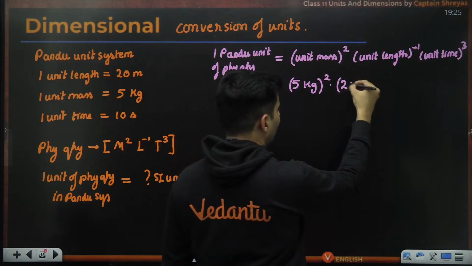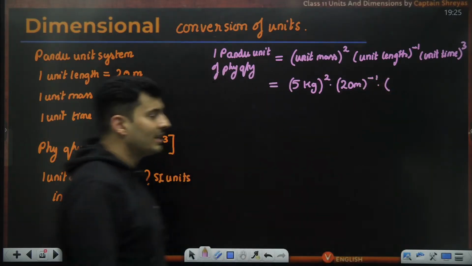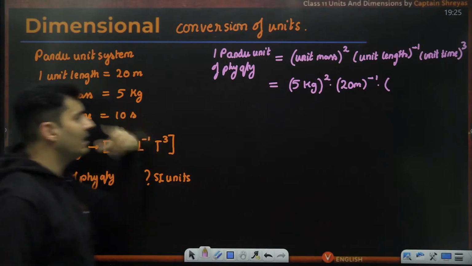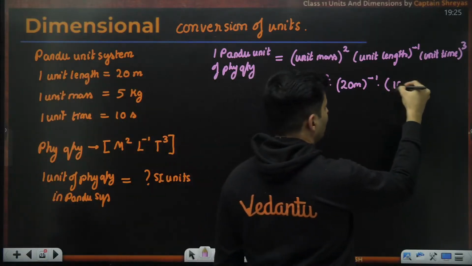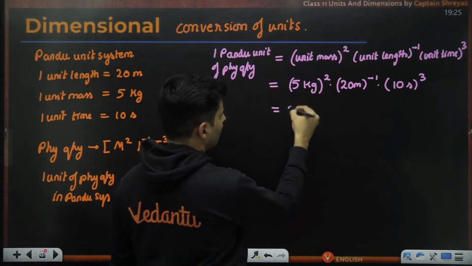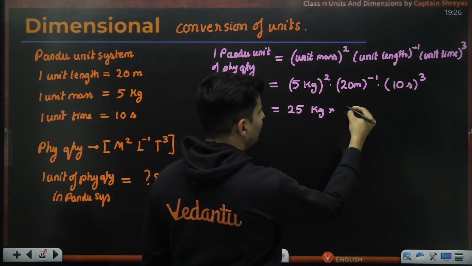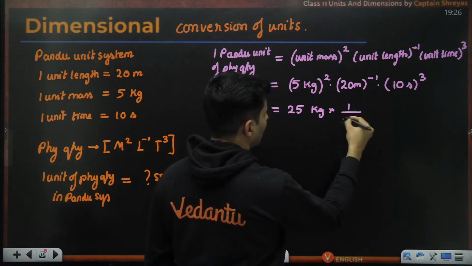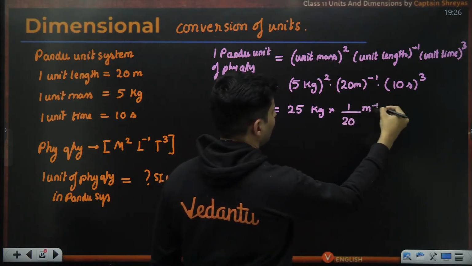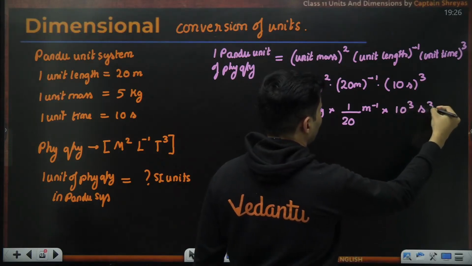So let me write down over here 20 meters raised to minus 1. A unit time is 10 seconds in SI, so let me put 10 seconds, but this is raised to 3. So what will this become? 5 squared is 25 kg, and this is 20 meter inverse, so 1 by 20 meter inverse, multiplied by 10 cube second cube.